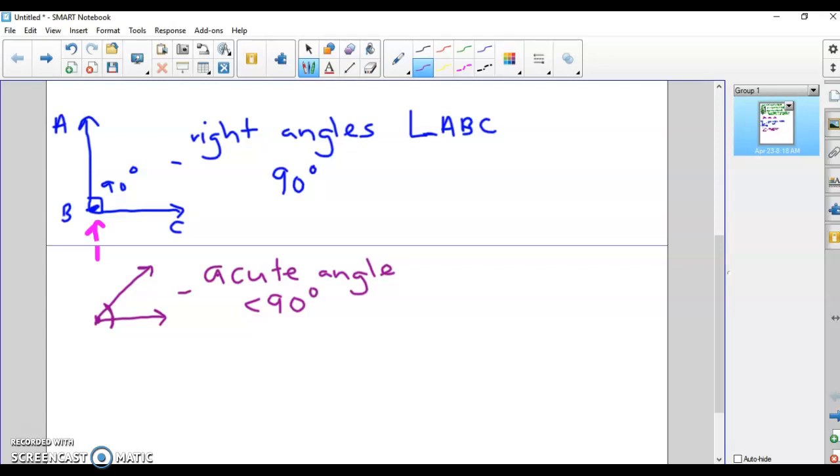And so since it's less than 90 degrees, it could be from 1 degree all the way to 89 degrees. But since a 90-degree angle is a right angle, once it gets to 90, you have to classify it as a right angle. So acute angles are less than 90 degrees.